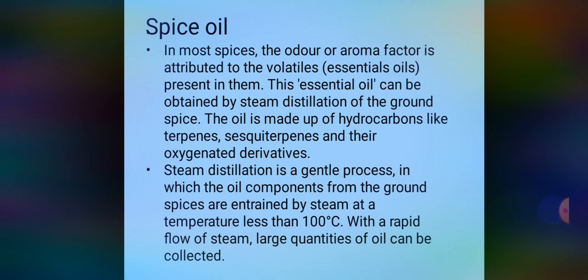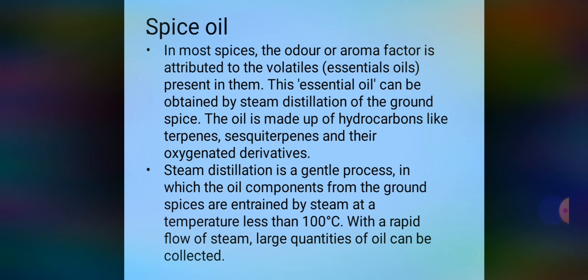In most spices, the odor or aroma is attributed to the volatiles, that is, the essential oils present in them. This essential oil can be obtained by steam distillation of the ground spices. The oil is made up of hydrocarbons like terpenes, sesquiterpenes and other oxygenated derivatives. Steam distillation is a gentle process in which oil components from the ground spices are entrained by steam at a temperature less than 100 degrees Celsius. With a rapid flow of steam, a large quantity of oil can be collected.